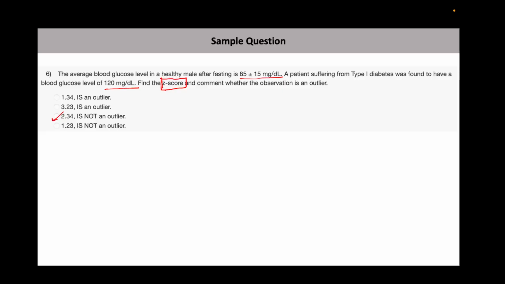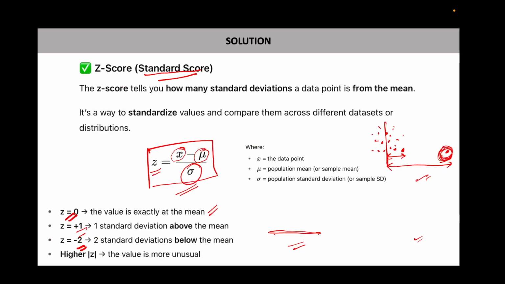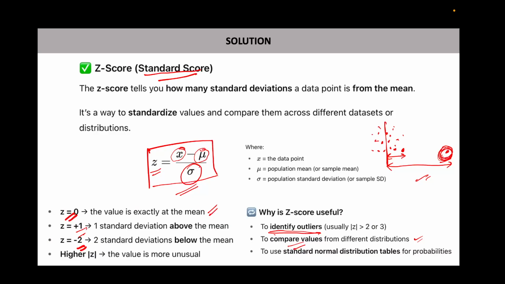Okay, so let's first solve this question and then we'll come back. Your doubt is that it is between 2 and 3, so your option should be that it is an outlier, right? Is that your question? Did I understand it right? Yes, ma'am. Okay, so let's solve this question and then we'll come back to this point. It's actually a very good question.